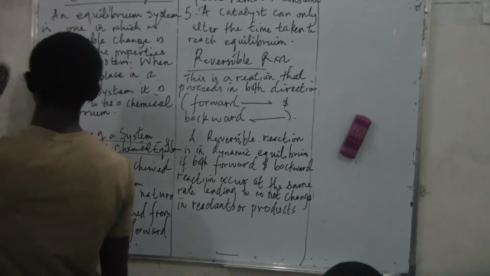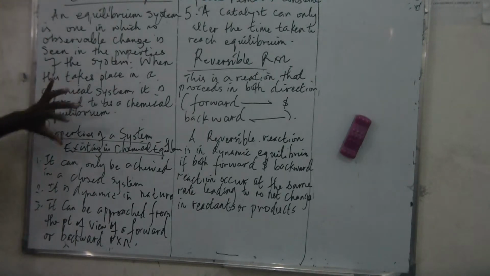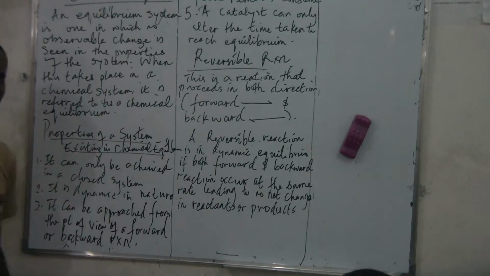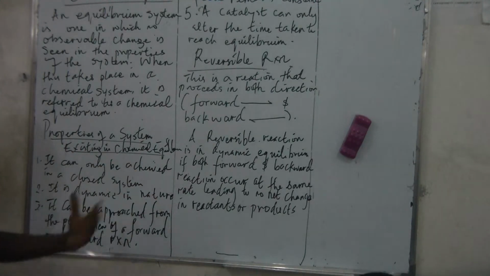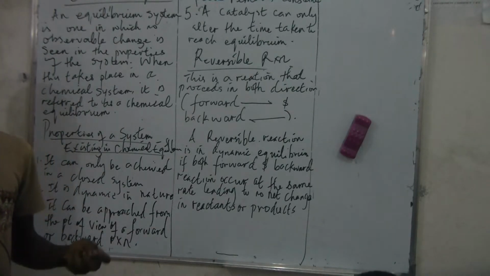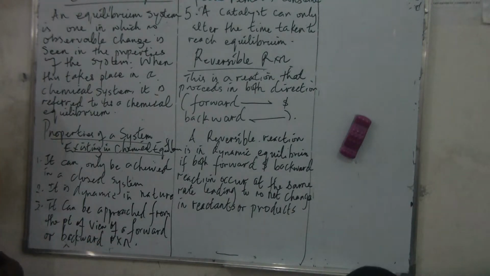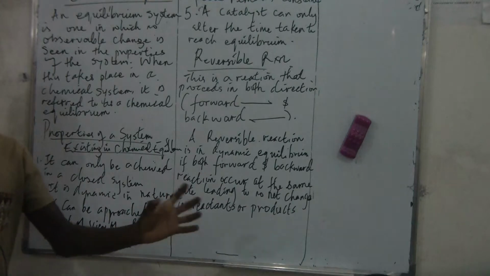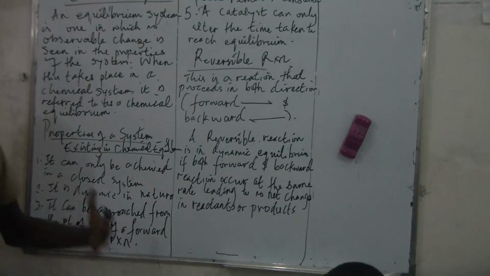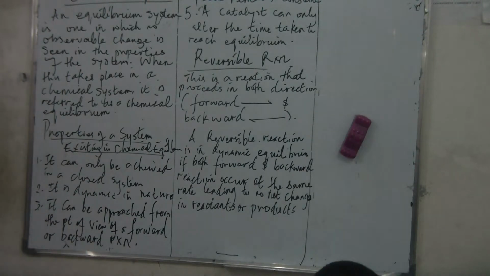An equilibrium system is one in which no observable change is seen in the properties of the system. So the changes occur, but it's not noticeable. For instance, if I have a pot that is tightly covered without any airspace for vapor to come out, and there's water in that pot, I will heat that pot to a point where the water gets to the boiling point. What's the boiling point of water? Who can remind me? 100 degrees Celsius.